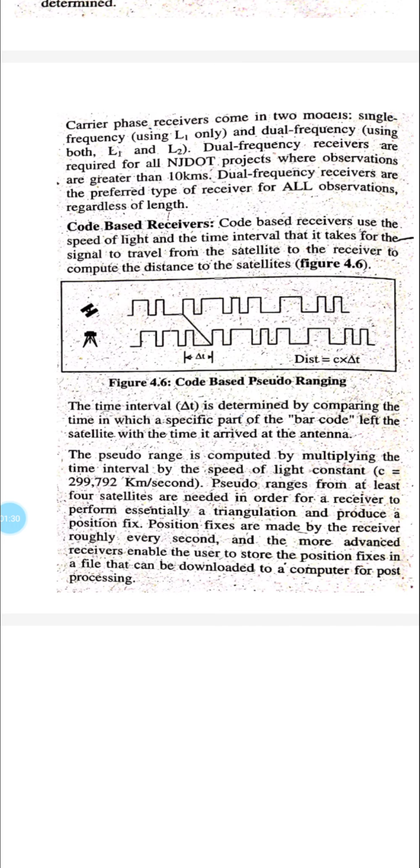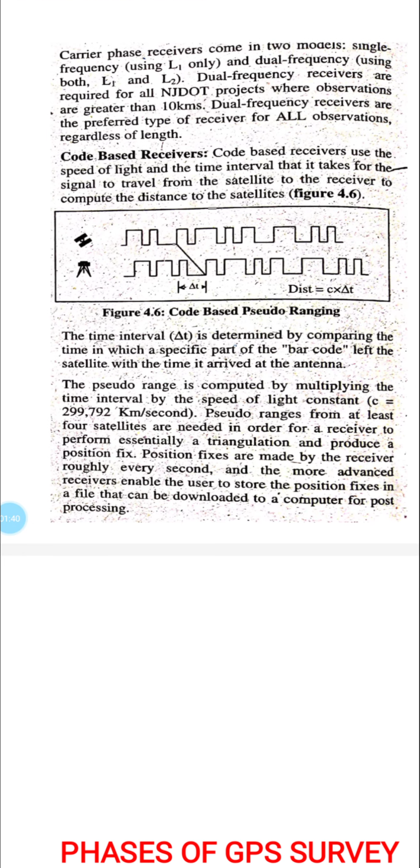Okay. Pseudo ranges from at least 4 satellites are needed in order for a receiver to perform essentially a triangulation and produce a position fix. So what is this triangulation? You know that in order to perform a surveying task, we need to establish certain points, and we also need to find out the distances as well as angles between these points. For doing that, we need to connect these points and formulate geometrical figures.